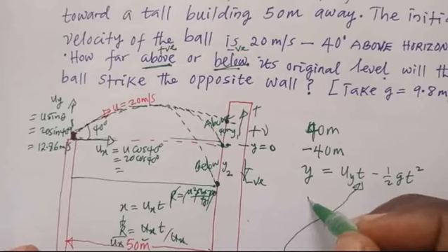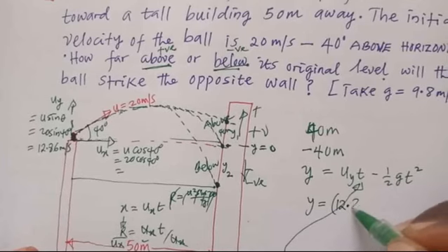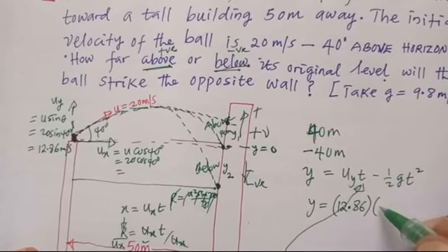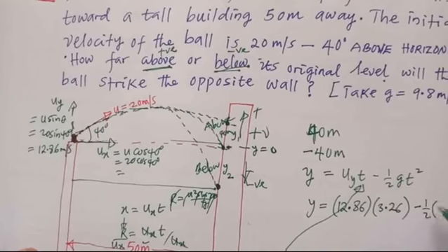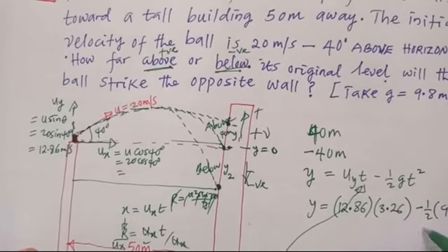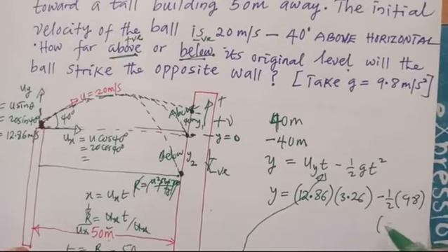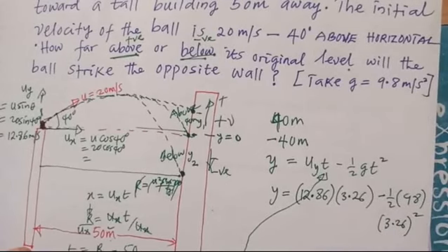Now this 12.86, I will bring it here for my u. So my y becomes open bracket, what is my u? u sub y, 12.86. And what is my t? My t is 3.26, close bracket, minus half into what is my g? My g is 9.8. Then open bracket again, my t is again 3.26, but t has to be squared, so I will now square it.